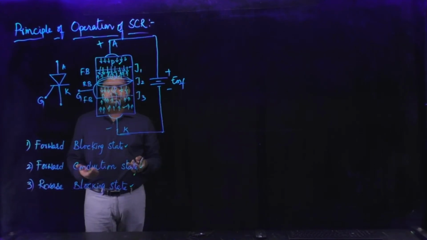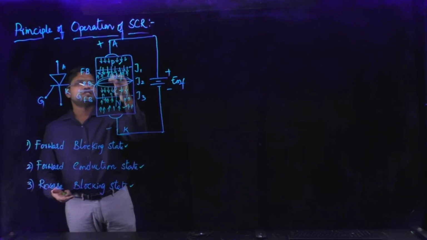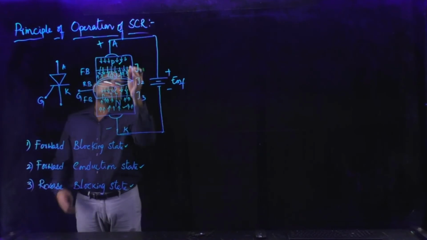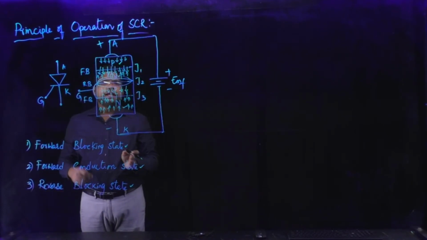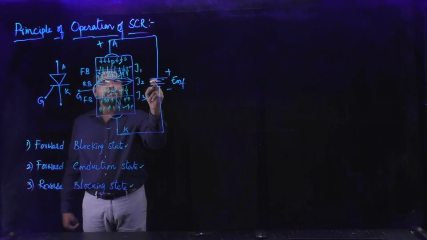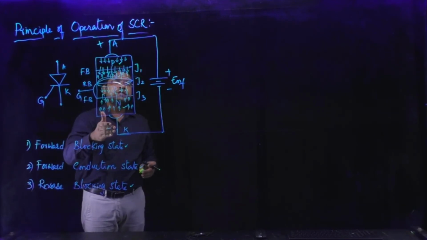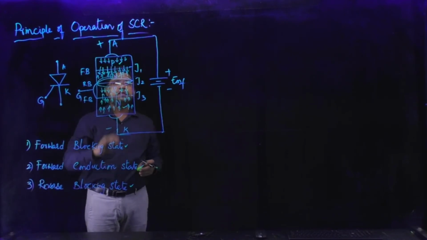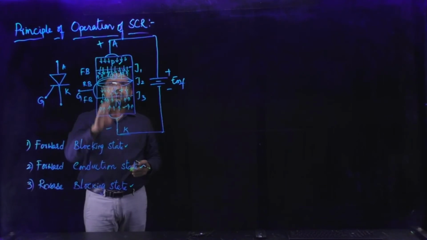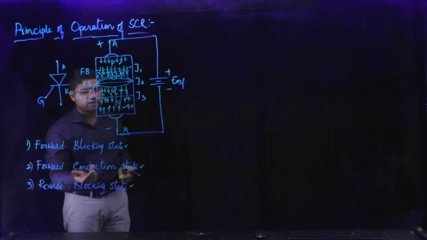Then how do we make the device conduct? During forward bias, if we keep increasing the voltage applied across the anode and cathode, this depletion layer will increase and increase, and then a breakdown occurs. When breakdown occurs, the reverse bias is converted into forward bias, so that current flows from anode to cathode. Then we can say the device is in the on state. If this happens during forward bias of the SCR, that state is called the forward conduction state.